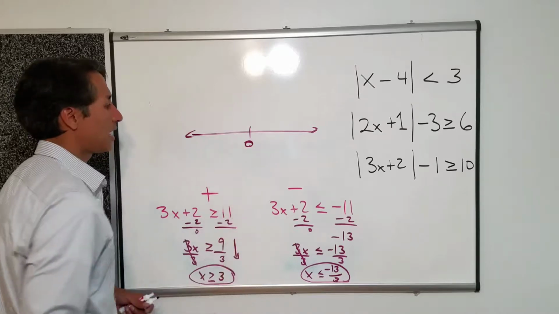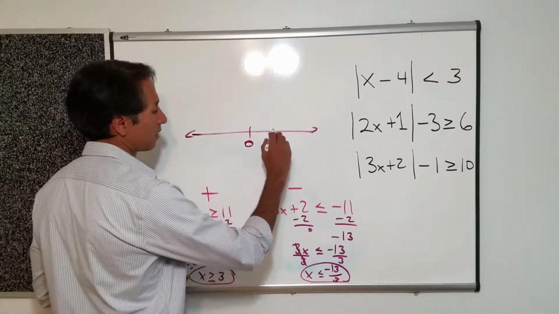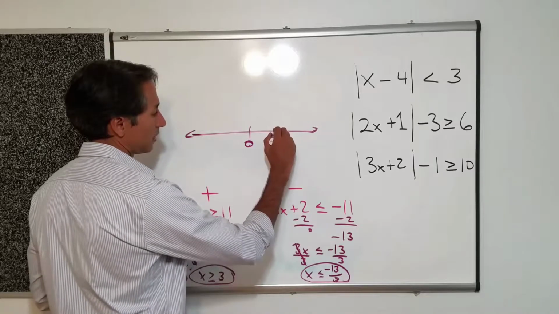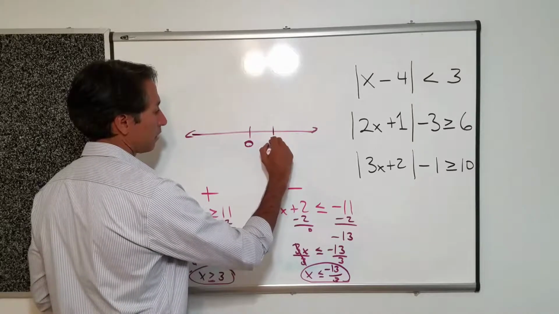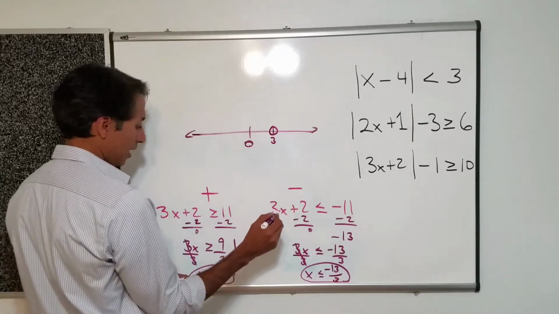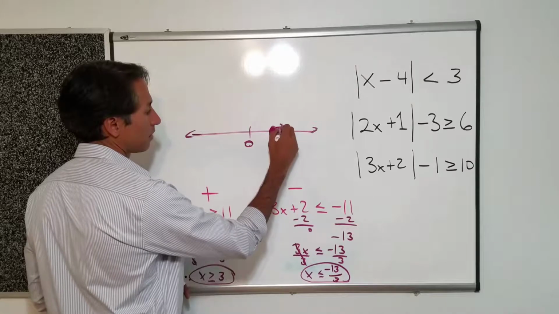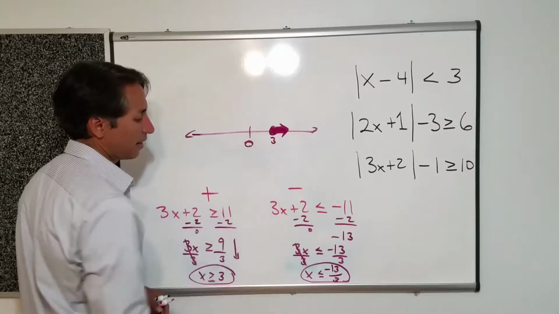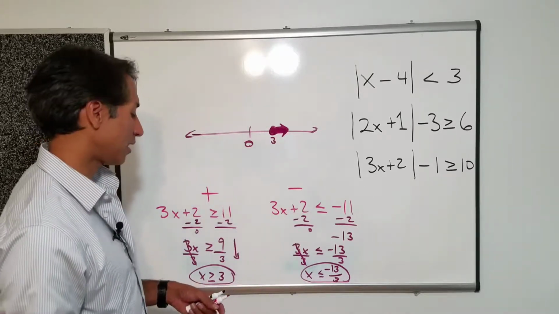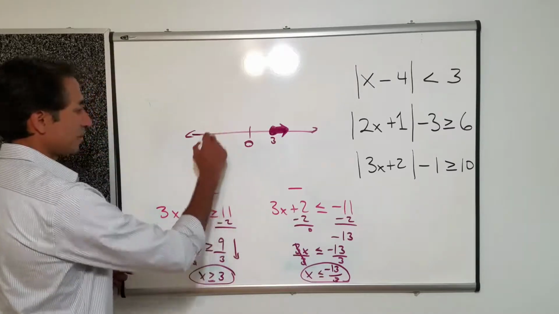Let's set up our line, set it to 0. X is greater than or equal to 3. Okay. Let's see here. I'll just put my 3 here. And it's greater than or equal to 3, so it's equal to it or greater. And then I know that negative 13 thirds is back here. It's a negative, so it really doesn't matter where I put it.